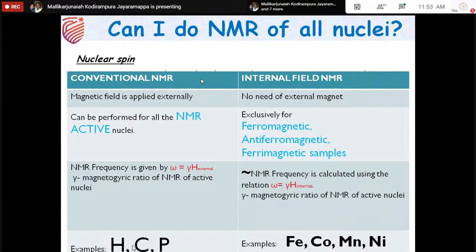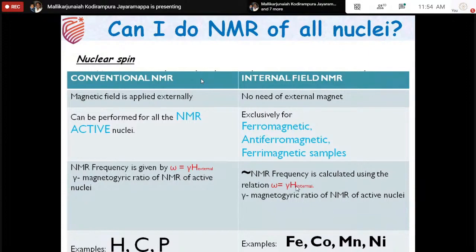field NMR. In this internal field NMR, we do not need to apply an external magnetic field to the system to observe the NMR signal. For example, ferromagnetic systems, antiferromagnetic systems, where the same mathematical relation is valid, but the magnetic field is generated at the site of the nucleus within these ferromagnetic systems. Therefore, to observe internal field NMR, I don't have to depend on an external magnetic field.